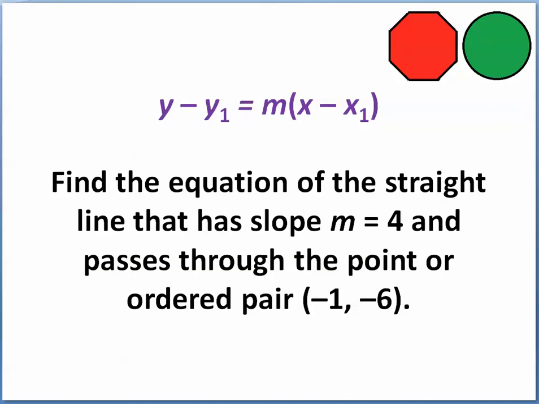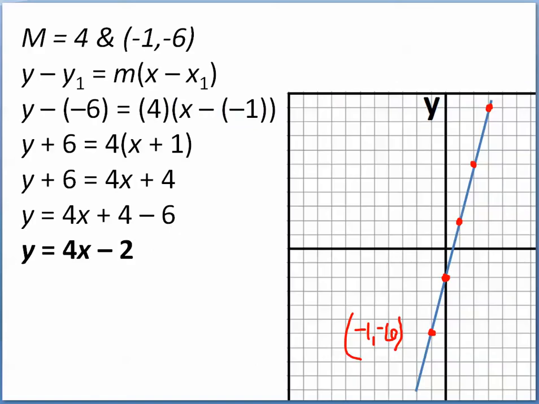All right, find the equation of the straight line that has slope m equals 4 and passes through the point, our ordered pair, of (-1, -6). Click on the stop sign. Okay, let's see how you did.